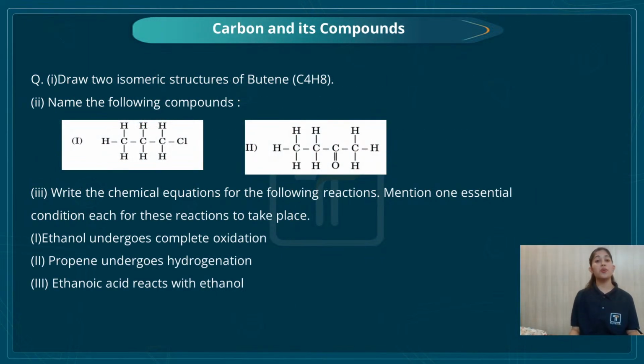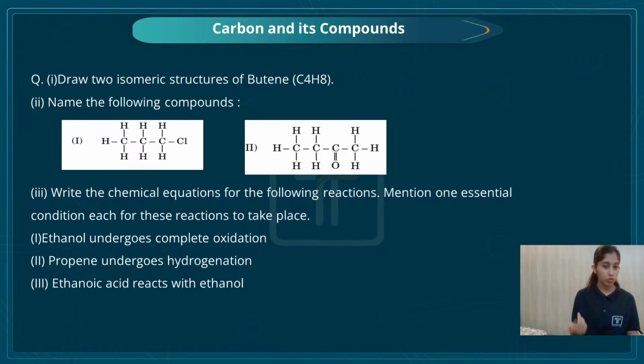Okay, next question from carbon and its compounds. Draw two isomeric structures of butene, C4H8. We all know the formula. If not, please practice. Name the following compounds. These are two compounds. I have to name them. Okay. Write the chemical equation for the following reaction. Mention one essential condition for each of these reactions to take place.